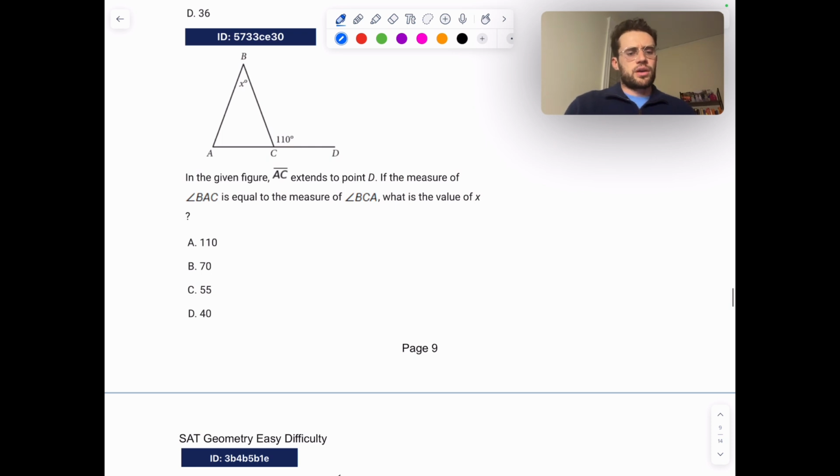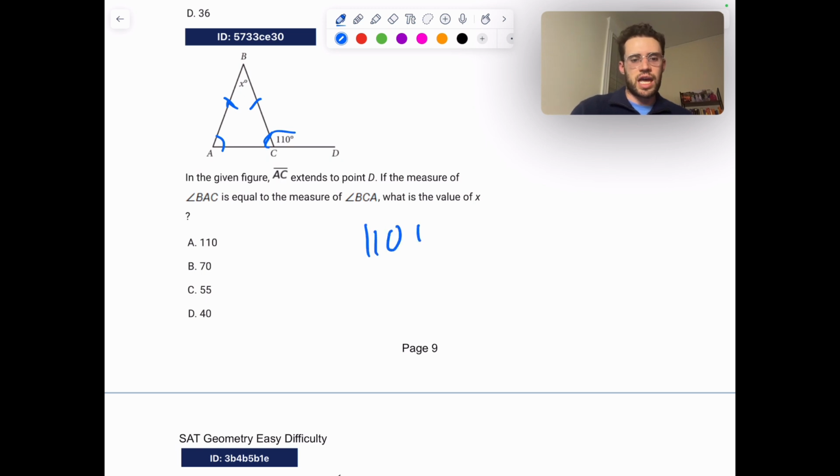In the given figure, side AC extends to point D. If the measure of angle BAC is equal to the measure of angle BCA, what is the value of x? All right, well, we can see here, if the measure of angle BCA, so they're saying if these two angles are the same, it's an isosceles triangle, I don't think the lengths matter, but we can find this measure BCA because it is supplementary to this 110 that's given, right? They are a linear pair, they form a line together.